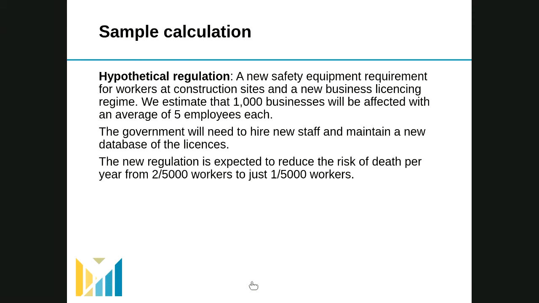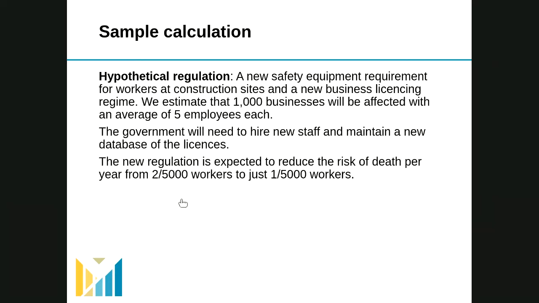So just to give you a sample calculation of how this actually works in practice. Say we have a new safety regulation that requires all workers at construction sites to have some sort of safety equipment, and it also includes some sort of new business licensing regime. So businesses need to be licensed, and they need to provide more equipment for workers. Just for this example, we'll estimate that there are 1,000 businesses that will be affected. They each have 5 employees.